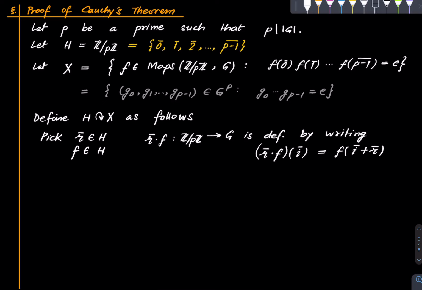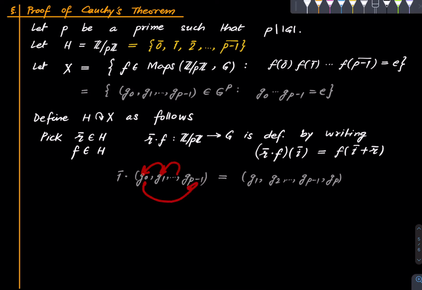And what's going on in the gray perspective is the following. 1 bar dot (g0, g1, up to g(p minus 1)) is nothing but (g1, g2, up to g(p minus 1), gp). So that's just 1 bar dot something. You can figure out what happens to 2 bar and so on. All we are doing is, what is 1 bar doing? 1 bar is just cyclically permuting these things in the anti-clockwise sense. So g1 takes the place of g0, g2 takes the place of g1 and so on, and g0 takes the place of this last entry. So that's what is happening in the second perspective. But this way of writing is very convenient for me to define the action.